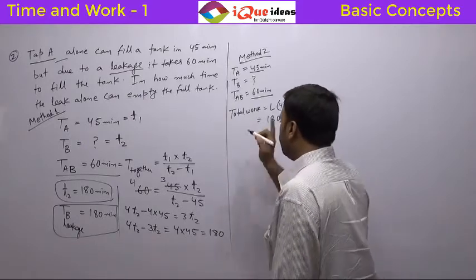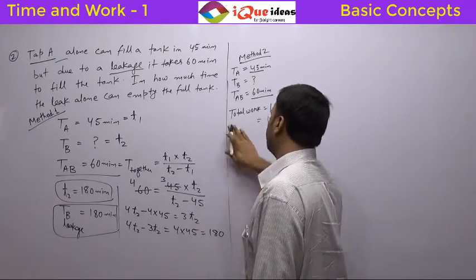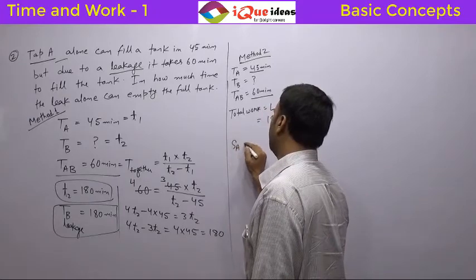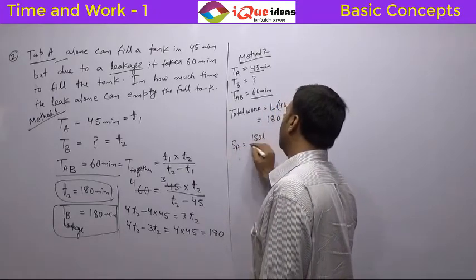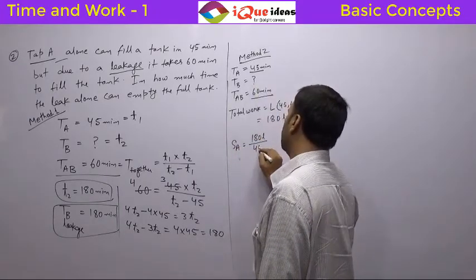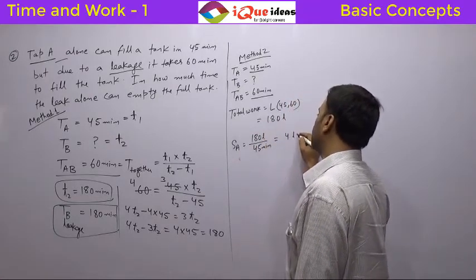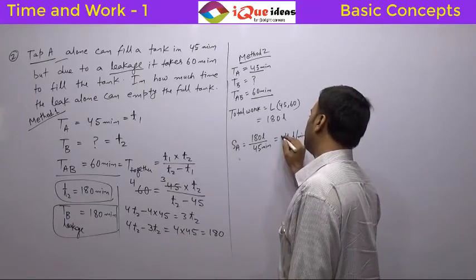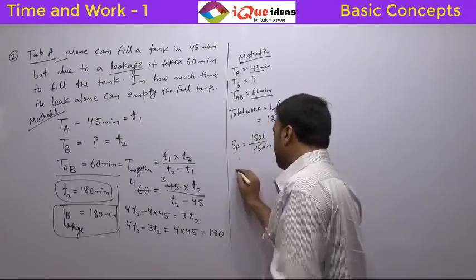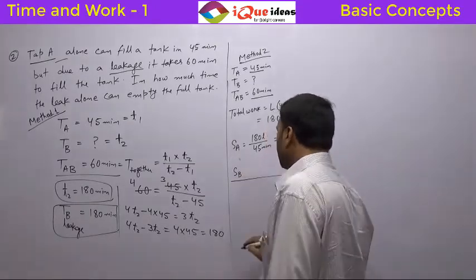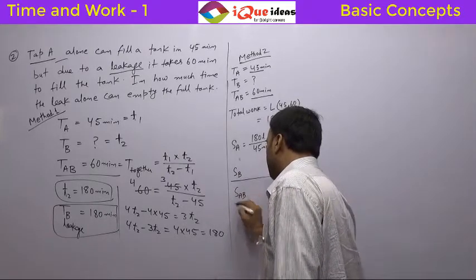Alright. That means the speed of A will be 180 liters divided by the time taken by A, 45 minutes. So it is equal to 180 by 45, 4 liters per minute. And remember, it is plus 4 liters per minute. Speed of B we do not know. What about the speed of A and B together?